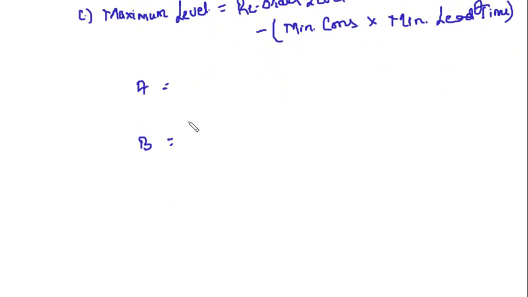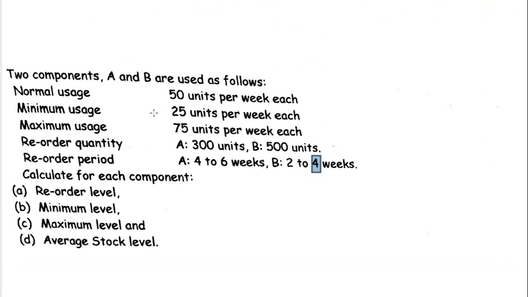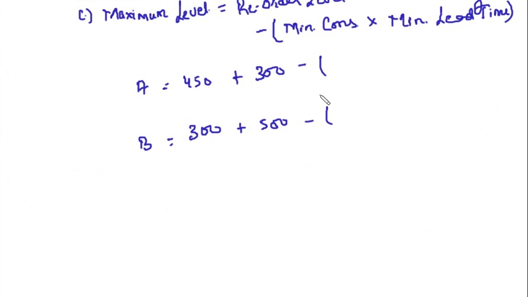Now for A and for B, what is the reorder level? 450 and 300. Right? And what is the reorder quantity? For A it is 300, for B it is 500. Now minus minimum consumption. Minimum consumption is given as 25 units per week. Clear? So 25 for A and 25 for B.